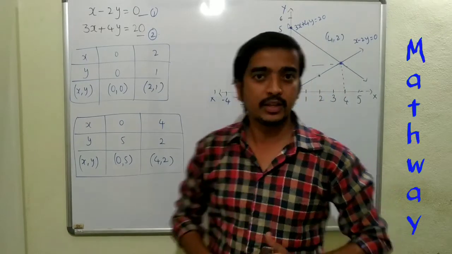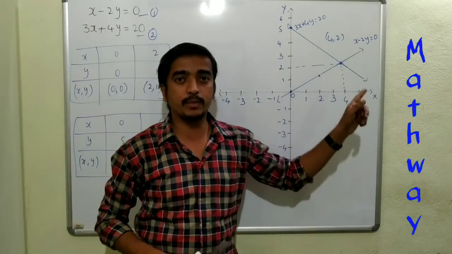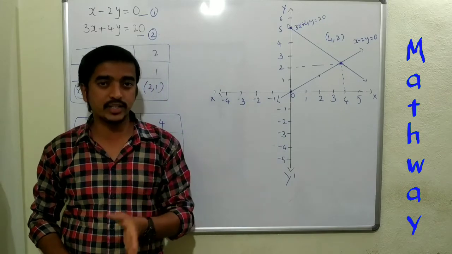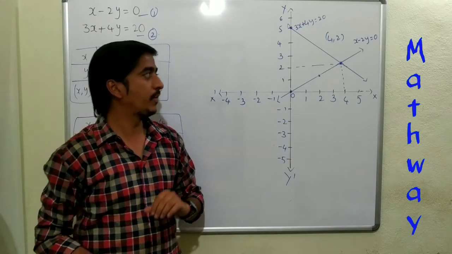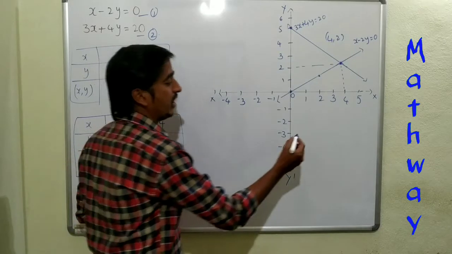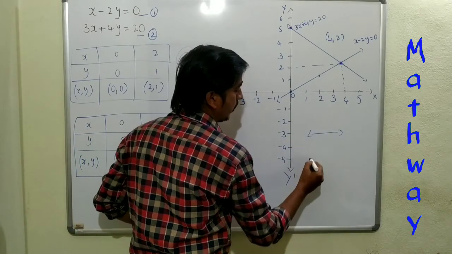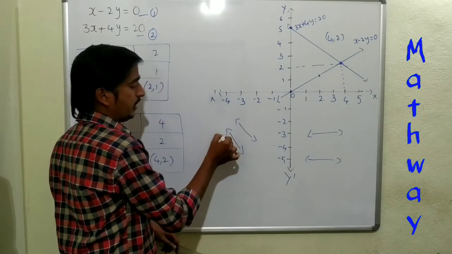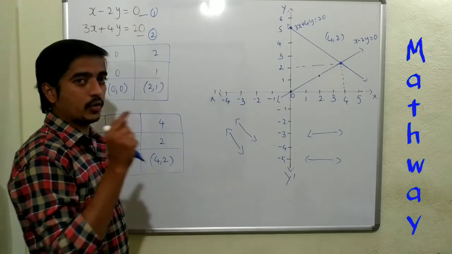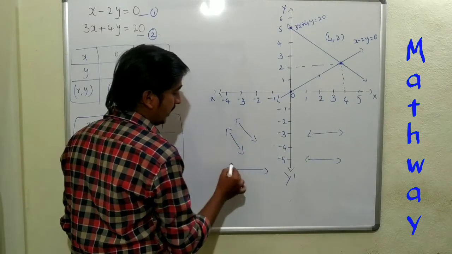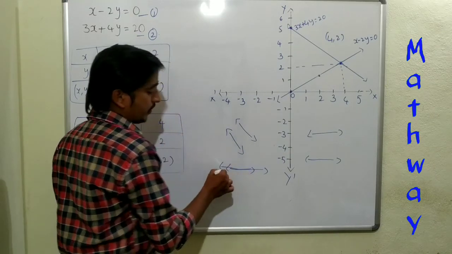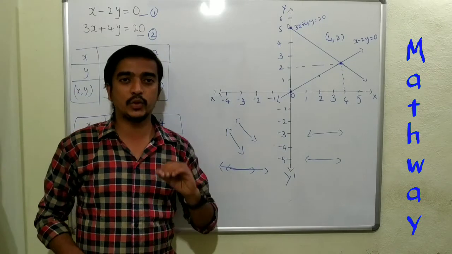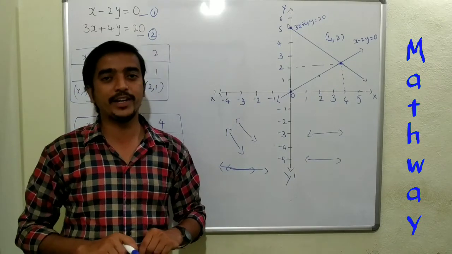So for intersecting lines, we got a solution, but for parallel lines there is no solution, and for coincident lines there are many solutions. For parallel lines, the lines will never intersect. They go in this way or in this way. They never meet at any point. And for coincident lines, one line lies on the other line. They have an infinite number of solutions. So in this way, we can find the solution of the linear equations by using the graph.